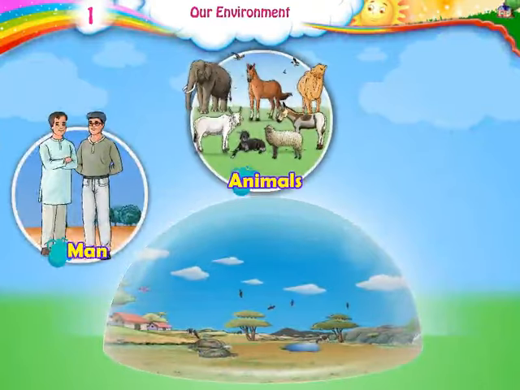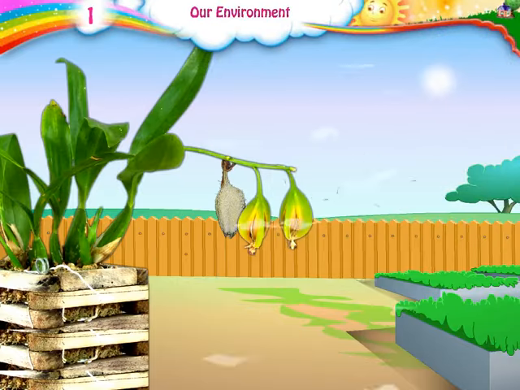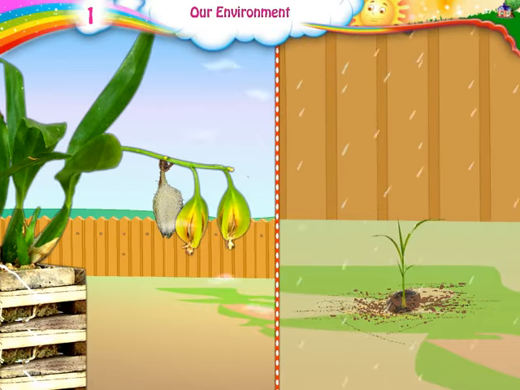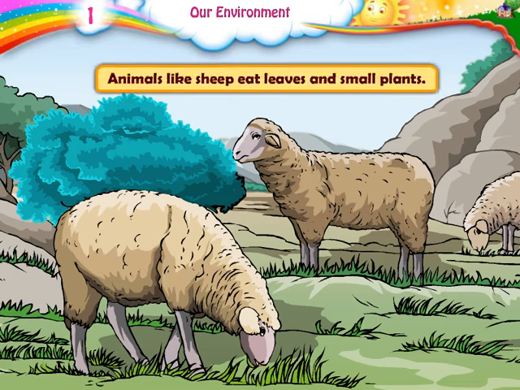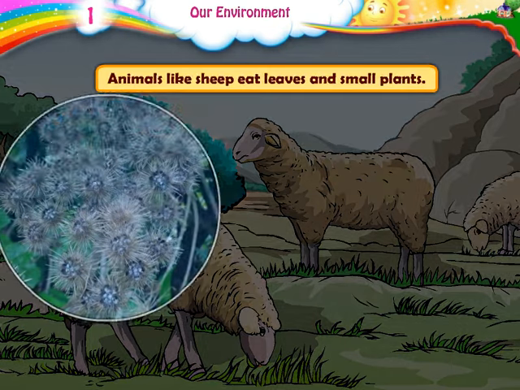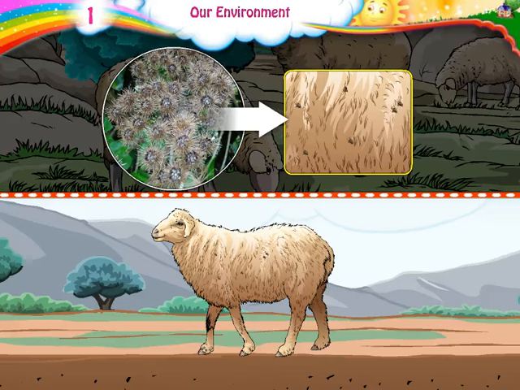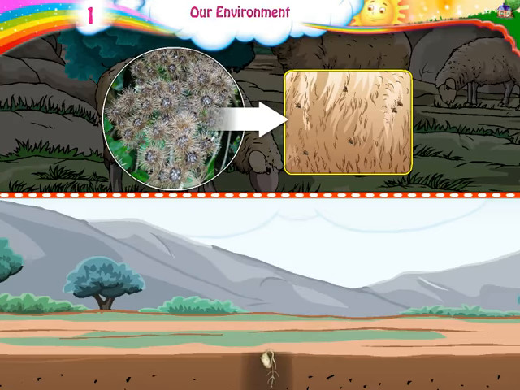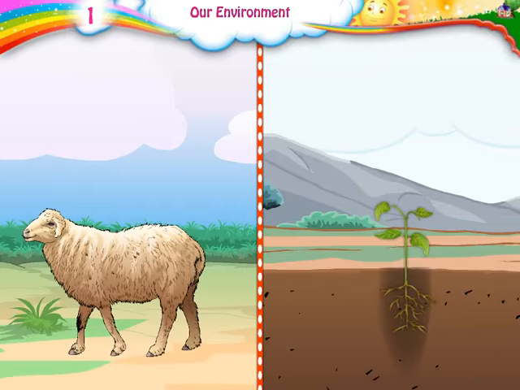Like man and animals, plants also get help from the environment. Seeds or pollen grains of some plants are carried away by wind from one place to another. This helps the plant to grow at different places. Animals like sheep eat leaves and small plants. When the sheep moves to different places, the seeds trapped in their fleece or wool fall on the ground. These seeds germinate and develop into new plants. In this way, the sheep and the plants help each other.